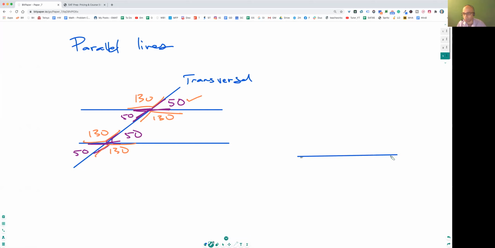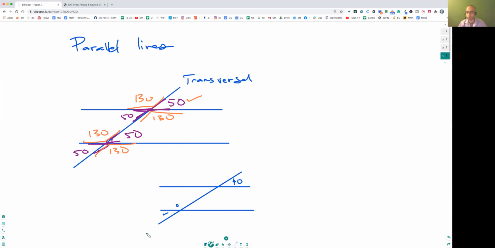Let's say you've got parallel lines over here, right? And let's say you've got another angle over here. Let's say it's 40. Then what do you think this angle is going to be? Can you tell me what this angle is going to be? Nice. This angle is the acute angle.